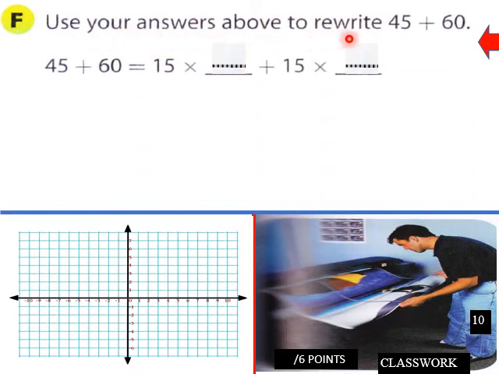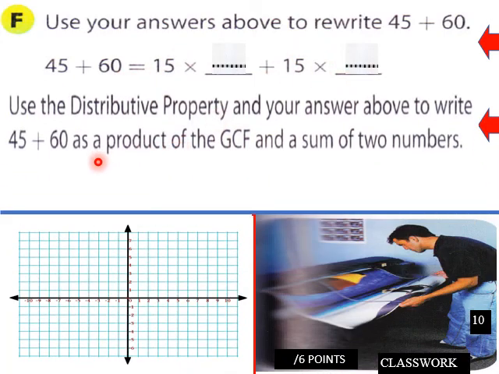Use your answers above to rewrite 45 plus 60. So 45 plus 60 also equals 15 times what, and then plus 15 times what? So we have 15 times what plus 15 times what will equal 45 plus 60. Students, what would that number be? 45 and 60 will be 105. So what times 15 plus what times 15 would equal 105 is the question.